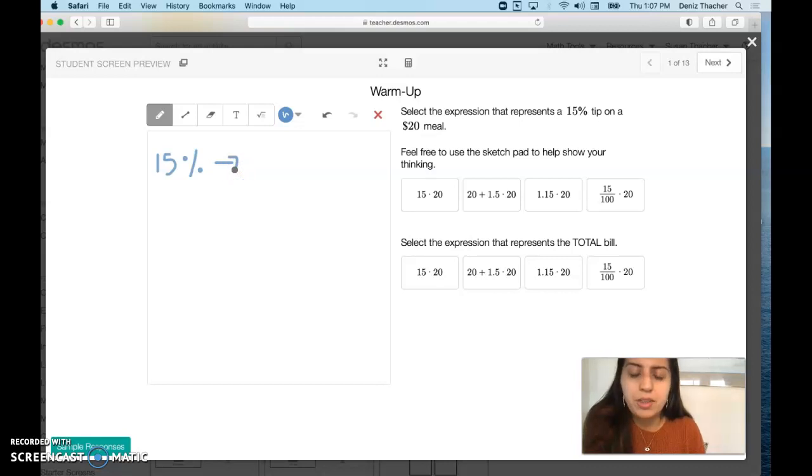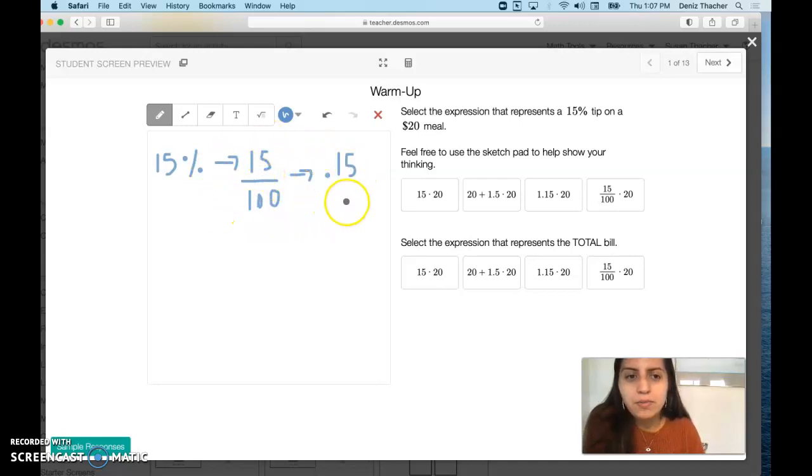Let's first write this in fraction form. 15% is the same thing as 15 over 100 because all percentages are out of 100. Now that we have fraction form, we can change that into a decimal because this line represents division. So 15 divided by 100 is the same thing as 0.15. You might just see that we're moving the decimal 2 places to the left.